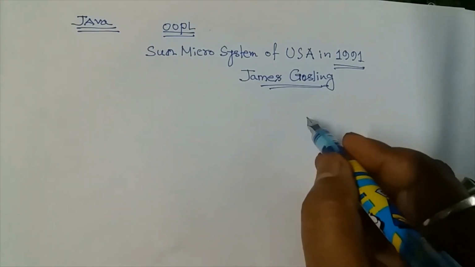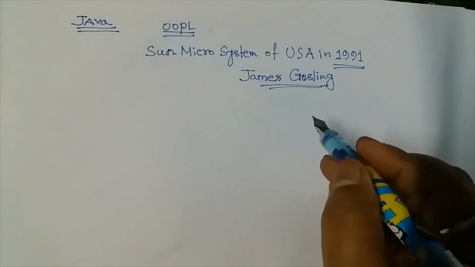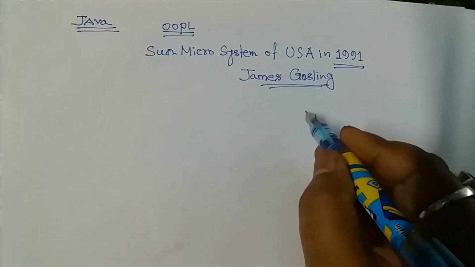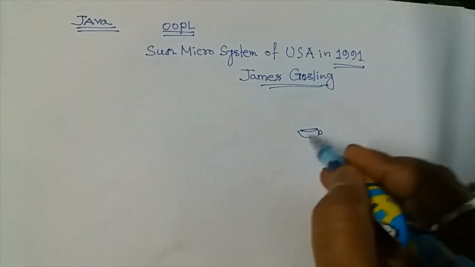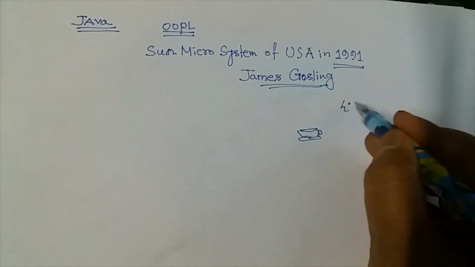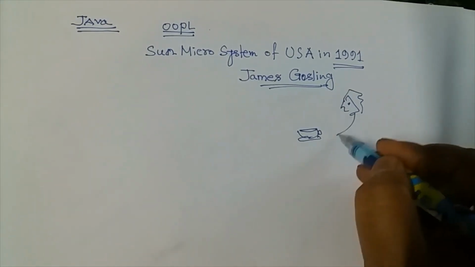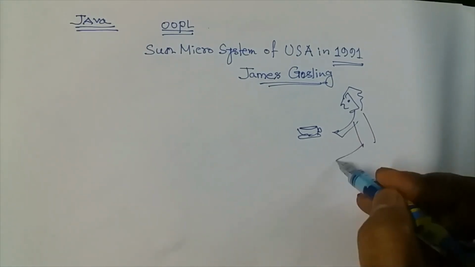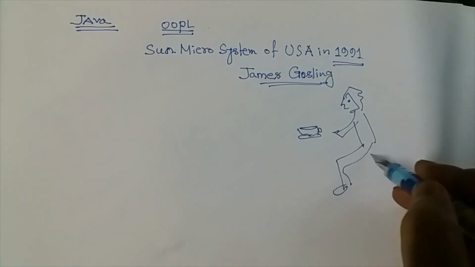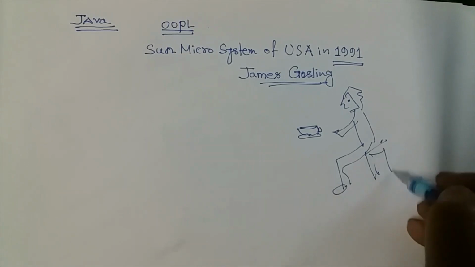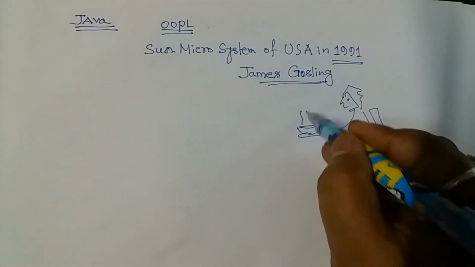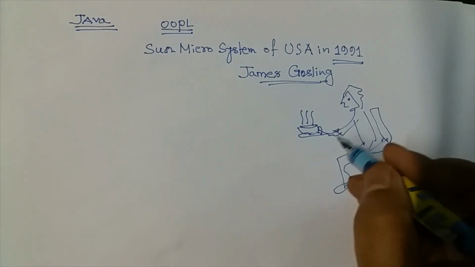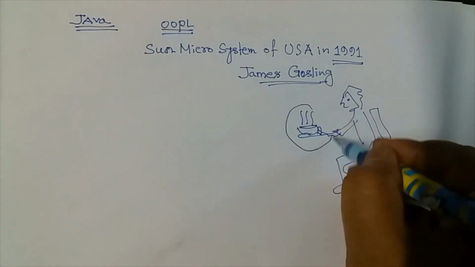James Gosling invented or planned this type of language in a coffee house. They planned it when they were seated in a coffee house drinking coffee. They invented it and they use this symbol.